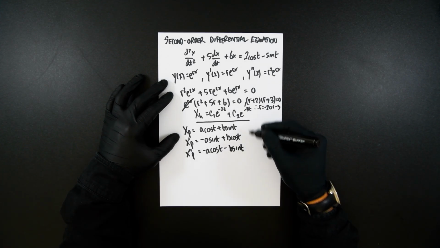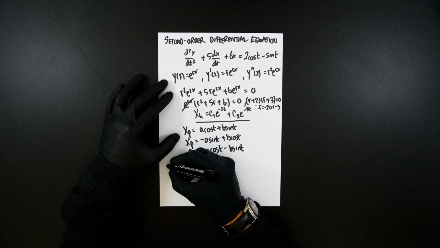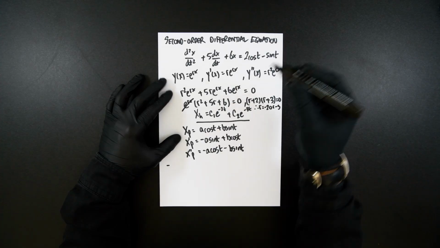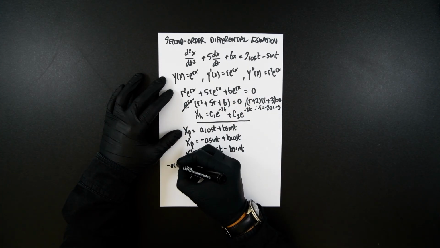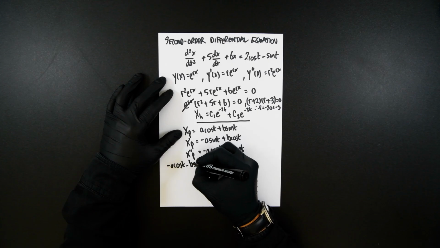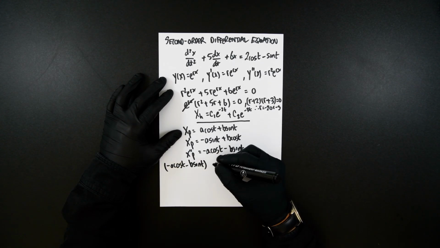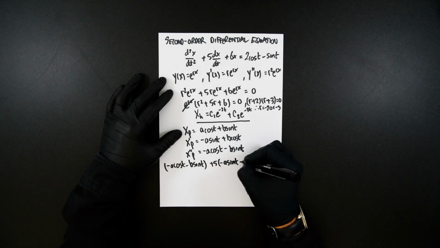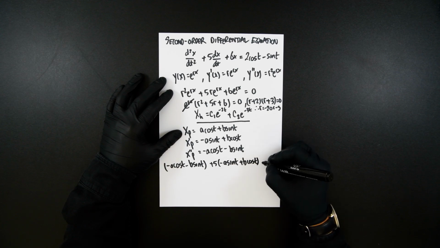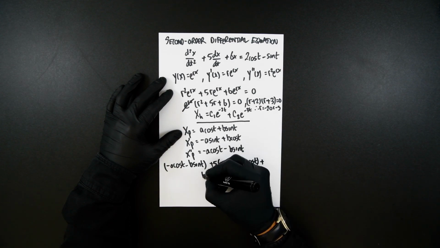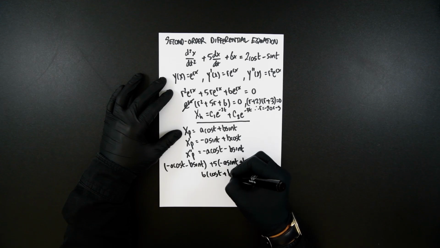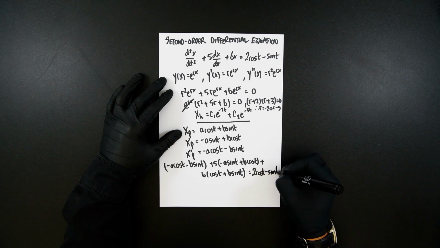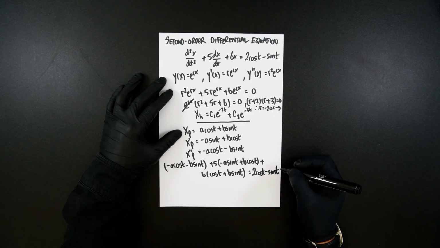We're now going to take all of this and substitute it in here. So this goes here, this goes here, this goes here, just to be clear. So minus a cos t minus b sine t, plus 5 times minus a sine t plus b cos t, plus 6 times a cos t plus b sine t, and we're going to make it equal to 2 cos t minus sine t. Nice and simple.